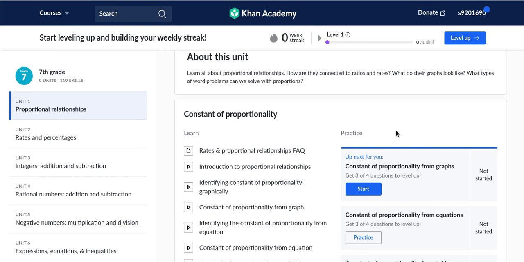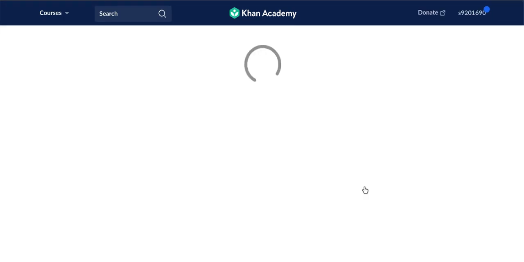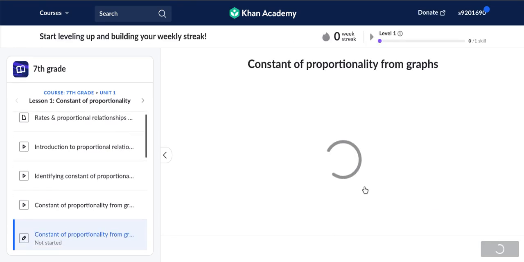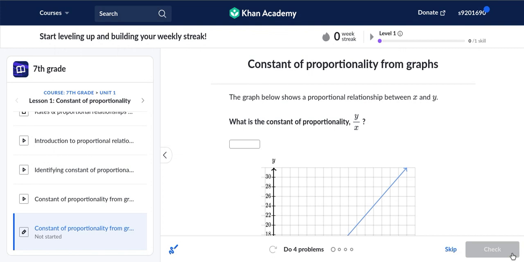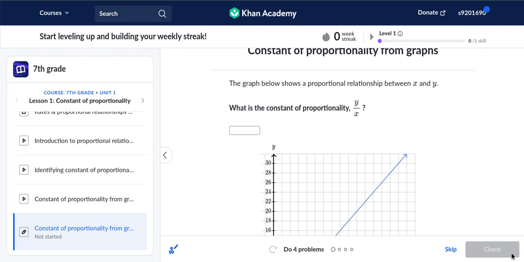So first, we're gonna start with this 7th grade lesson right here, because we're gonna do at least 3 lessons for each. First, we're gonna do constant of proportionality from graphs. I'm gonna tell you how to do it because that's what 7th graders first do when they learn about it. So it's 4 questions, and let's do it. It says the graph below shows a proportional relationship between x and y.